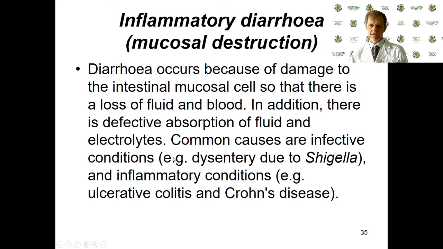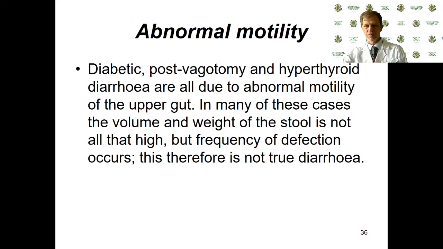Inflammatory diarrhea. Inflammatory diarrhea occurs because of damage to the intestinal mucosal cells, so that there is a loss of fluid and blood. In addition, there is defective absorption of fluid and electrolytes. Common causes are infective conditions, for example, Shigella, and inflammatory conditions, for example, ulcerative colitis and Crohn's disease.